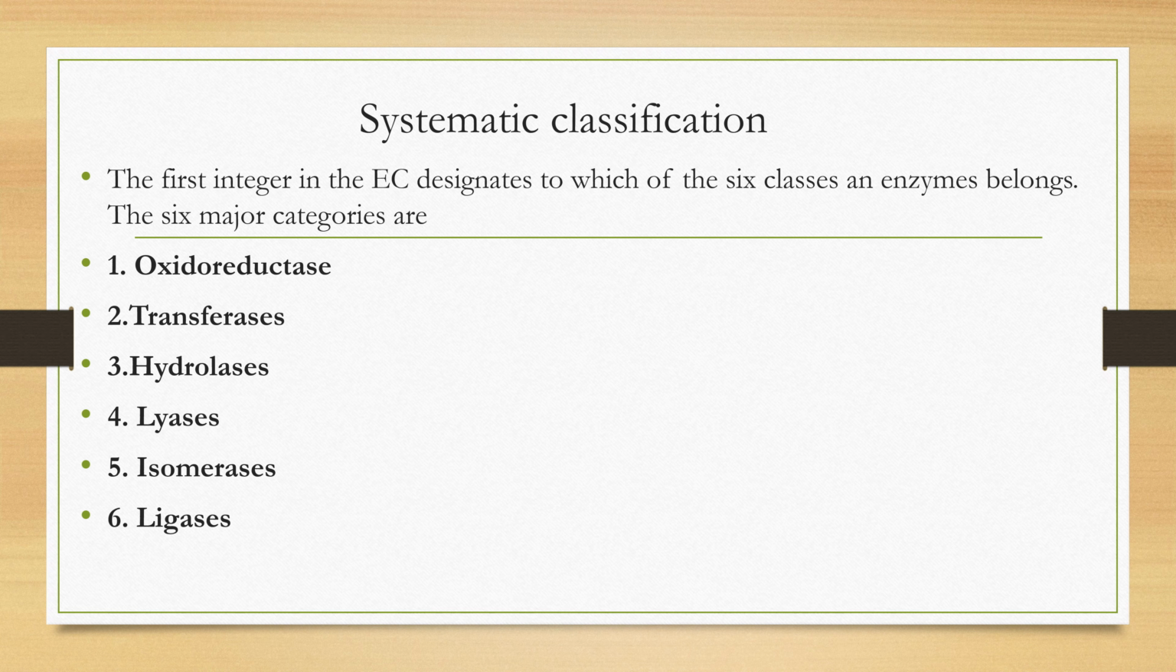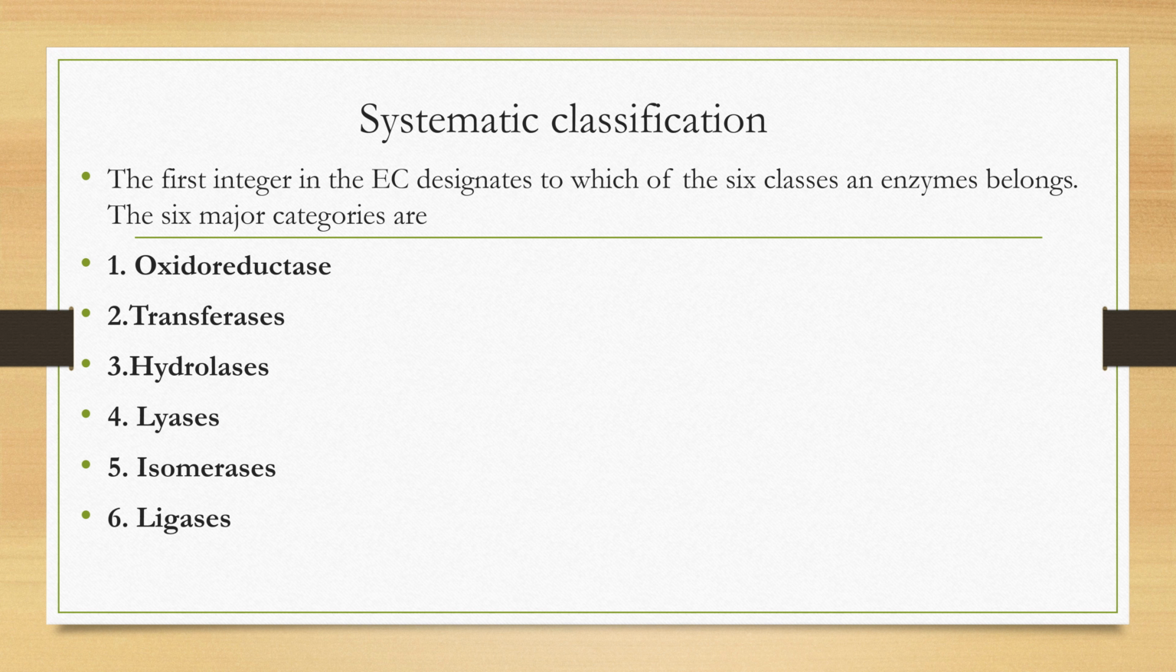Isomerases are the enzymes which cause intramolecular rearrangement, yielding isomers. Like malate being converted to fumarate, it is only isomerization taking place. Within the same molecule, the transfer of a group is taking place. So your malate isomerase or your epimerase, these all come under isomerases.